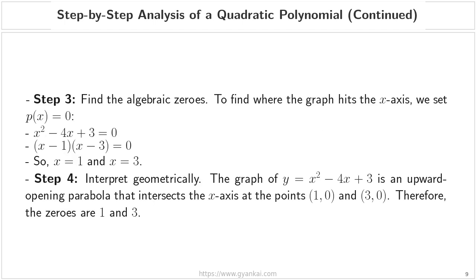Finally, in step 4, we bring everything together to interpret our results geometrically. We take our algebraic findings and apply them to the shape we identified in the previous slide. We can now conclude that the graph of y equals x squared minus 4x plus 3 is an upward opening parabola that specifically intersects the x-axis at the points (1, 0) and (3, 0). Therefore, we can visually confirm that the zeros of this polynomial are indeed 1 and 3.